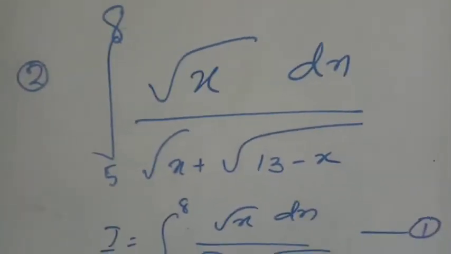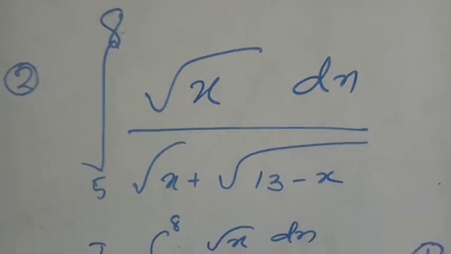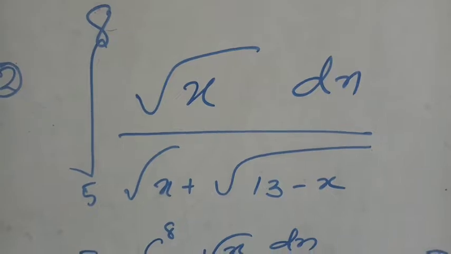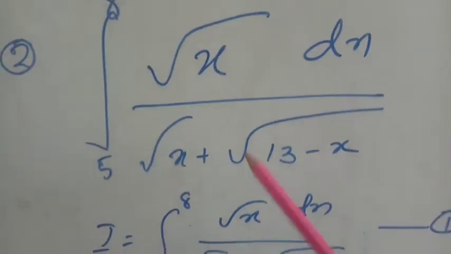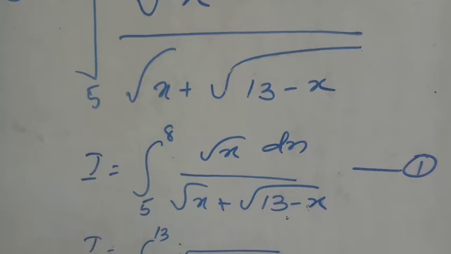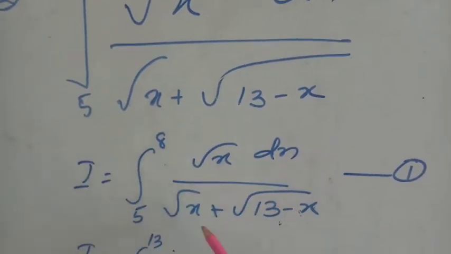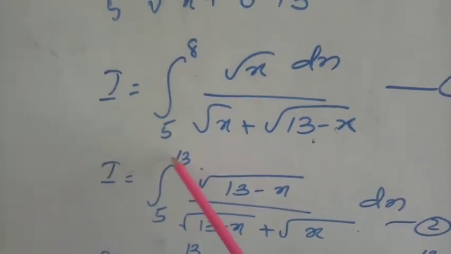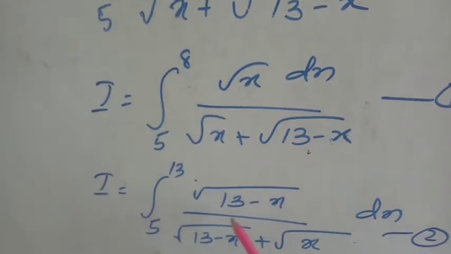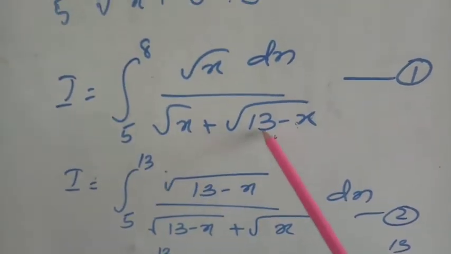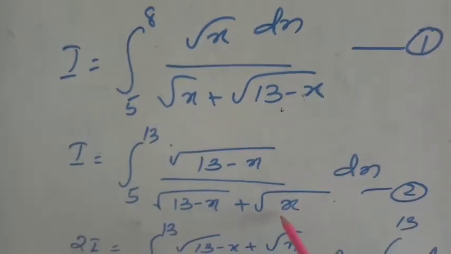Integral 5 to 8. These are not sin and cos functions. Integral 5 to 8 root x dx by root x plus root 13 minus x. Now, do you see this 13? That 13 is nothing but the sum of these two limits, 8 plus 5. Again I is equal to integral 5 to 8 root x dx by root x plus root 13 minus x, we can write I is equal to 5 to 8 with x replaced by 13 minus x, so the numerator becomes root 13 minus x, and root 13 minus (13 minus x) will be root x.